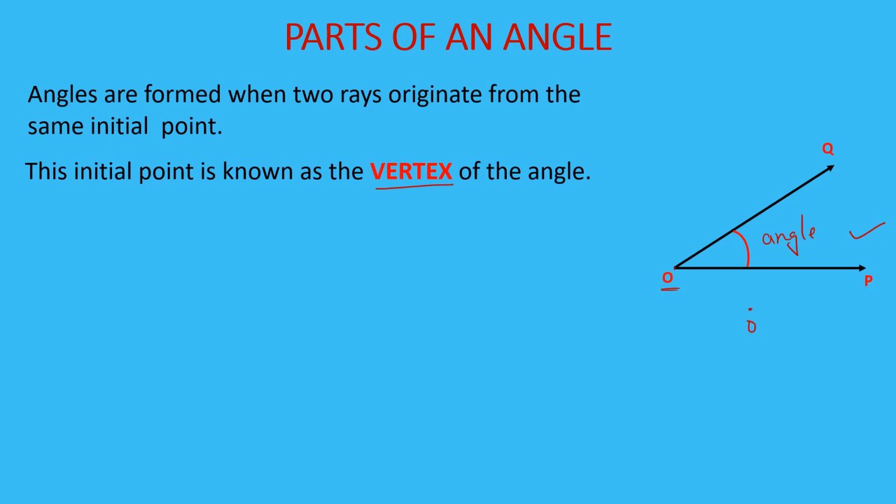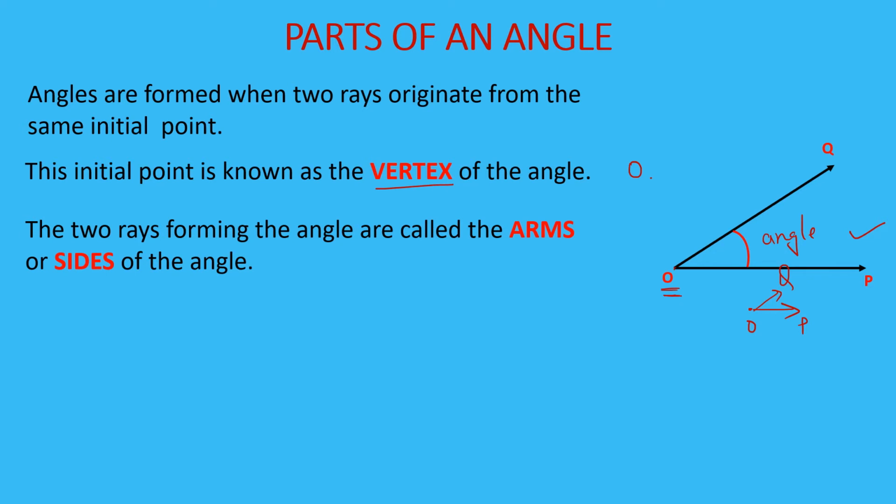Now, this is point O. Ray OP is originating from point O. Even the ray OQ is originating from the same point. That means this is the initial point. So this is called our vertex. So in this case, what is the vertex? O is the vertex.